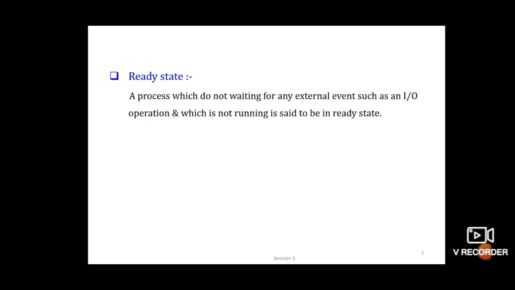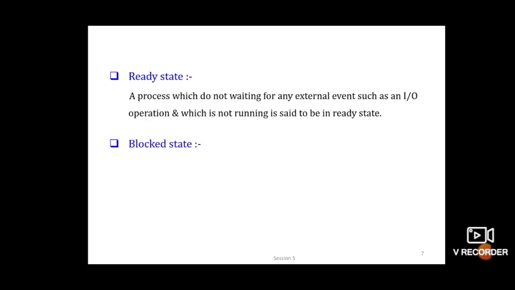This state is very important because those processes which complete the input output operation, but are not in a running state, are also called ready state. Means those processes which have completely finished the input output operation are waiting for CPU time. So that process is called in the ready state.